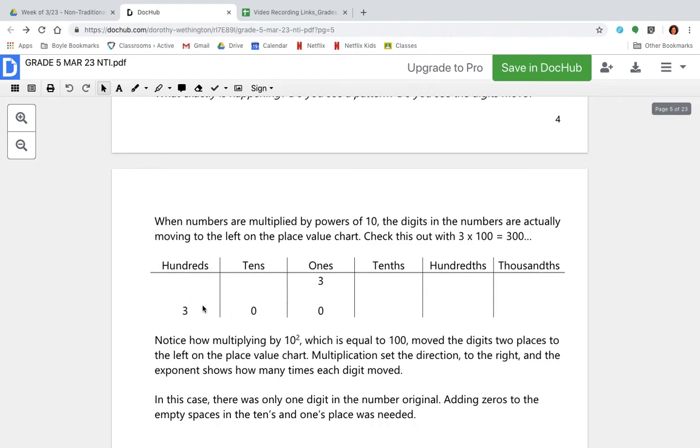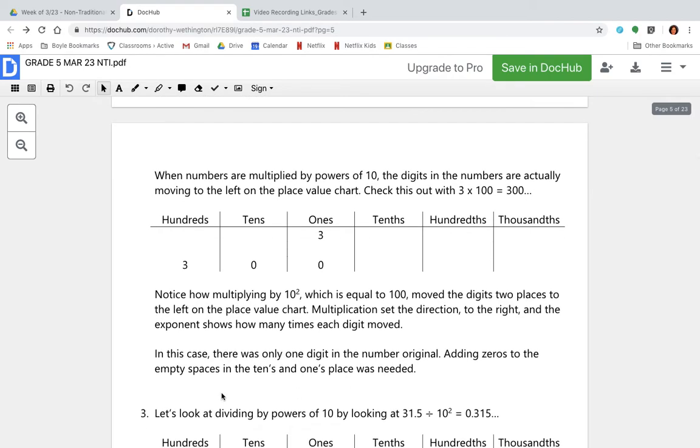I have 3 hundreds, 0 tens, 0 ones. Notice how multiplying by 10 to the second, which is equal to 100, moves the digits 2 places to the left on the place value chart. Multiplication sets the direction to the left, and the exponent shows how many times each digit moved. In this case, there was only one digit in the original number. Adding zeros to the empty spaces in the tens and ones place was needed.